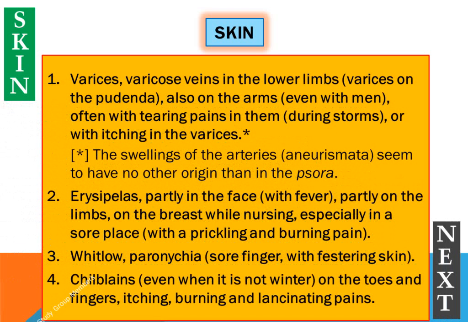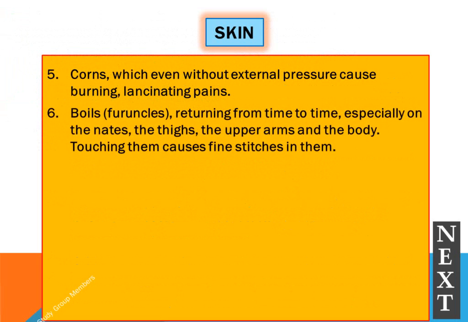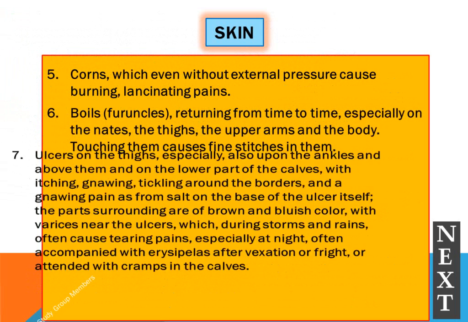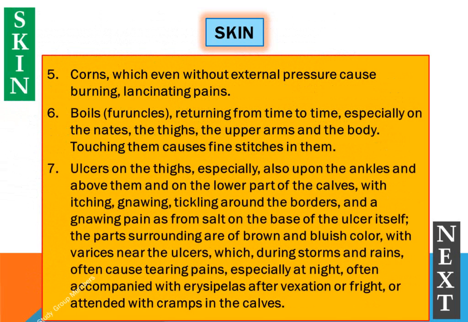And then whitlow, paronychia, a sore finger with festering skin, chilblains, even when it is not winter, on the toes and the fingers, itching, burning and lancinating pains. Then corns, boils, furuncles, then ulcers on various parts, thighs, ankles, etc. All ulcerations, especially at night, accompanied with erysipelas after vexation or fright, that is from stress, or attended with cramps in the calves, that is intermittent claudication.